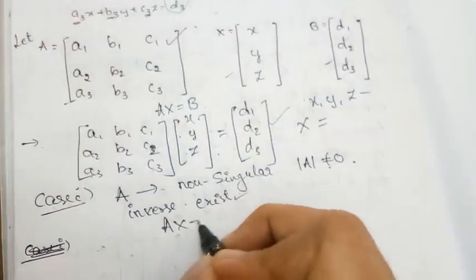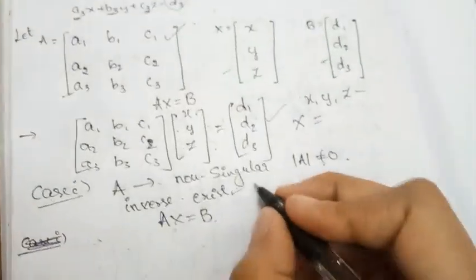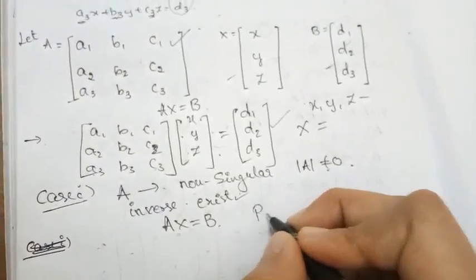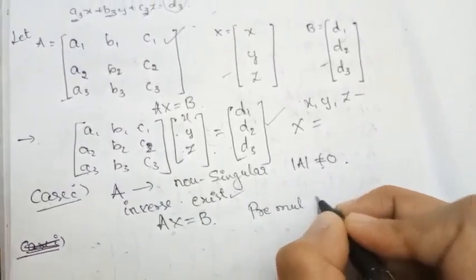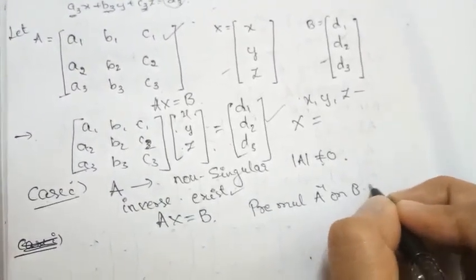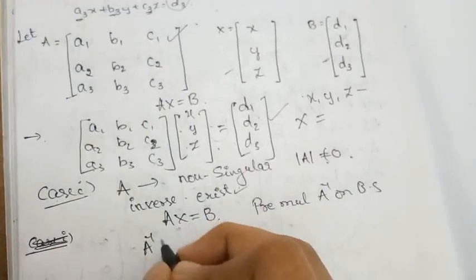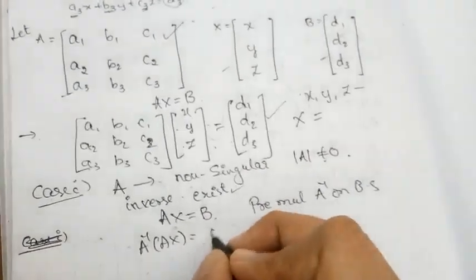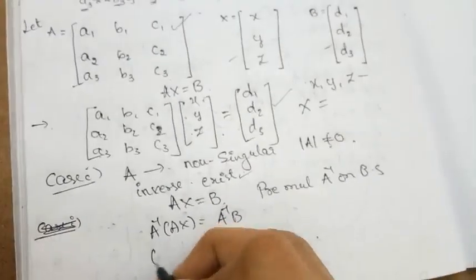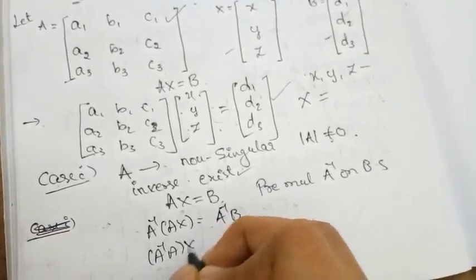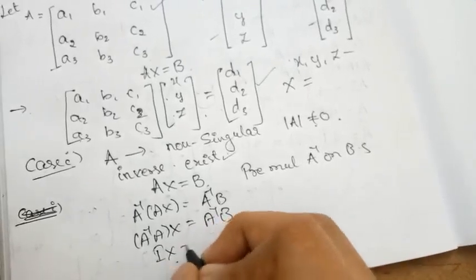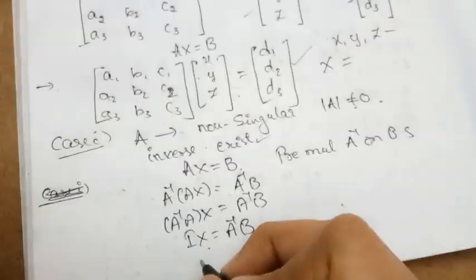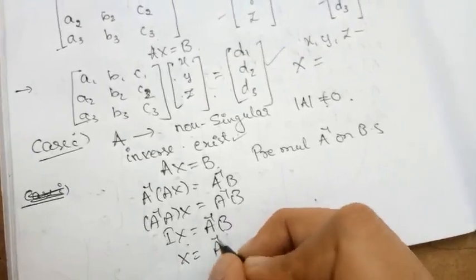Now we can express this system as AX = B. Since the inverse exists, I can multiply by A inverse. So I am pre-multiplying A inverse on both sides: A inverse AX = A inverse B. By associativity, it becomes (A inverse A) X = A inverse B. A inverse A is equal to I, so IX, which is nothing but X, is equal to A inverse B.